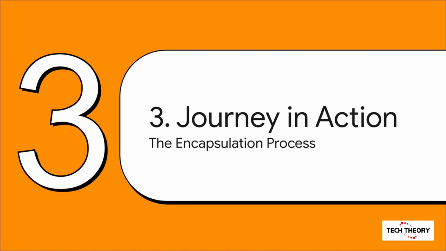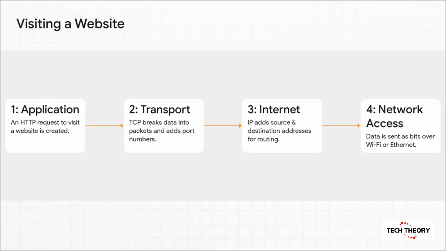So, now that we've met the whole team, let's see how they all work together in a beautiful, coordinated dance. This process of each layer adding its own bit of info to the data is called encapsulation. So picture this. You type a web address into your browser. The application layer creates an HTTP request. The transport layer chops it into TCP packets, adding port numbers. Then the internet layer slaps on the IP addresses. And finally, the network access layer sends it all out as electrical bits over your Wi-Fi. It's an unbelievably elegant process, and it all happens in the blink of an eye.